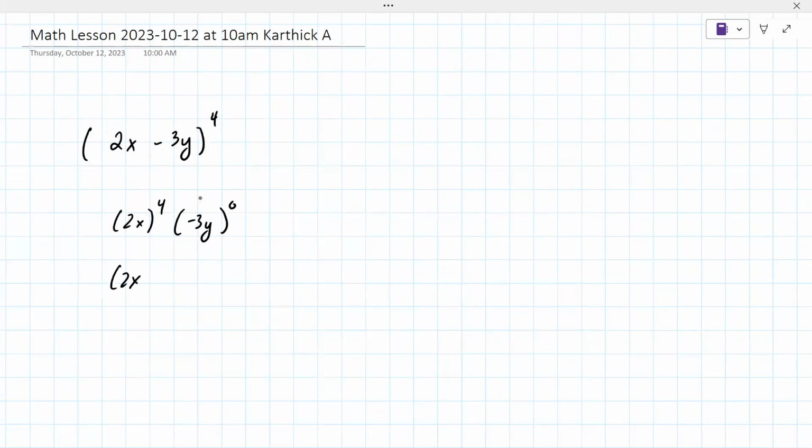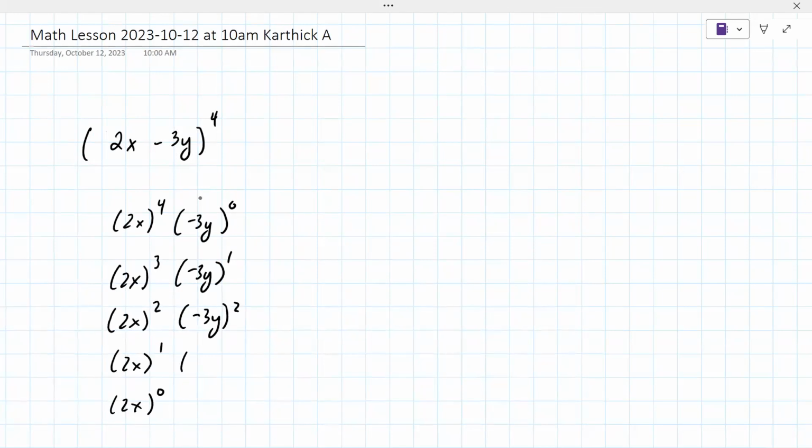And so then it's 2x cubed. And then you just keep going. You kind of go down on one side and up on the other. And then there's these coefficients to deal with that come from Pascal's triangle.